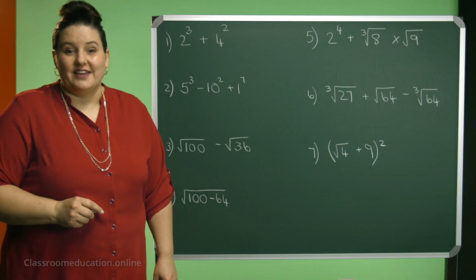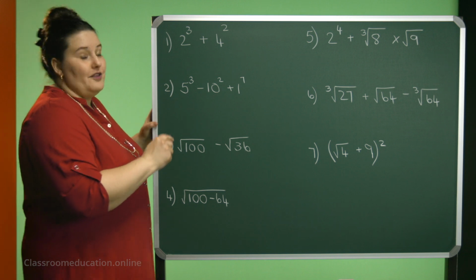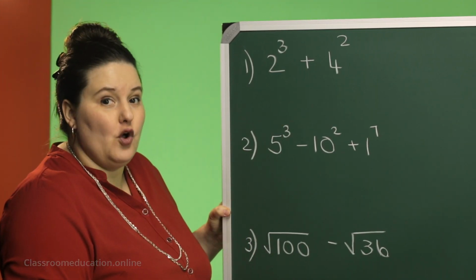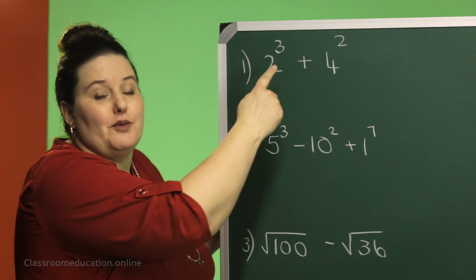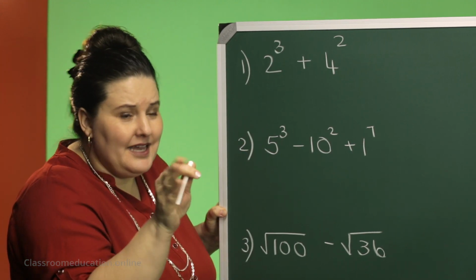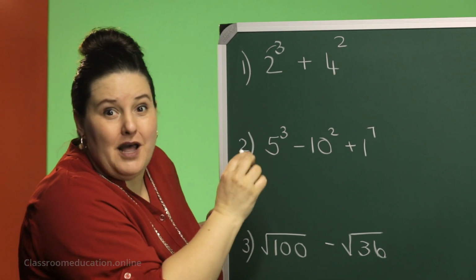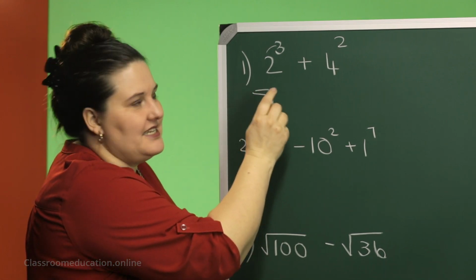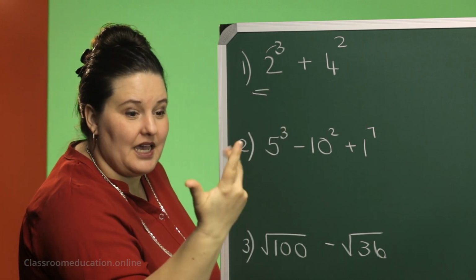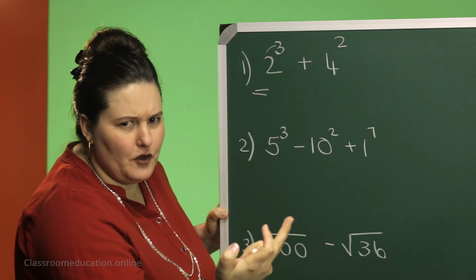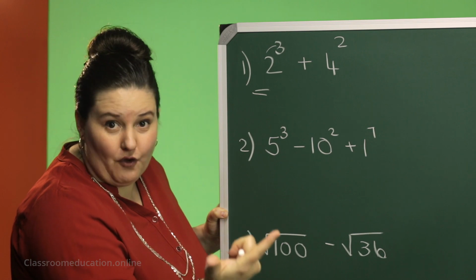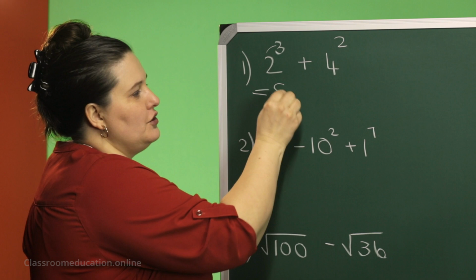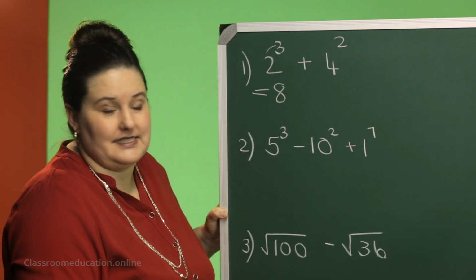Let's quickly mark the calculations. The first one, 2 to the power of 3 plus 4 squared. What is 2 to the power of 3? Remember, you never ever multiply those two together. So it's not 6. It's 2 times 2 times 2. Not 2 times 6. 2 times 2 is 4, and 4 times 2 is 8. So 2 to the power of 3 is 8.